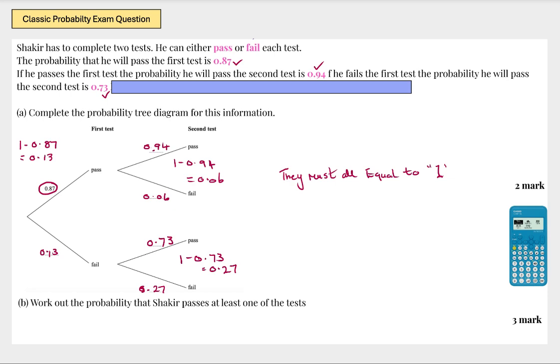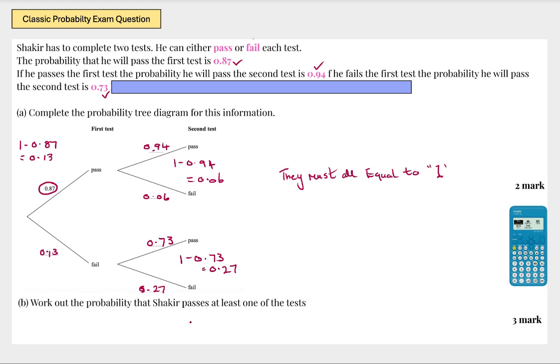So to find the probability he fails both. Now I'm going to say he fails both. This is because if he passes one of the tests, he doesn't fail both. Doing it this way, we will have the probability he passes at least one. So what we do is we find the probability, subtract it from 1.